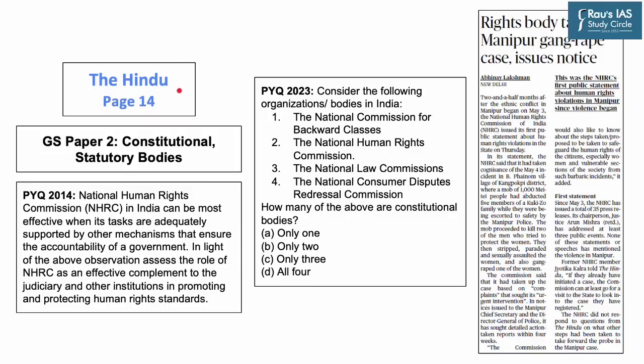Now moving on to the third article of the day, which appeared on page 14 of today's Hindu newspaper. This article reports that the Manipur ethnic conflict began on May the 3rd this year. However, it is after 2.5 months that the National Human Rights Commission issued its first public statement about the human rights violation in the state. And in this regard, the National Human Rights Commission is our topic of today's discussion.